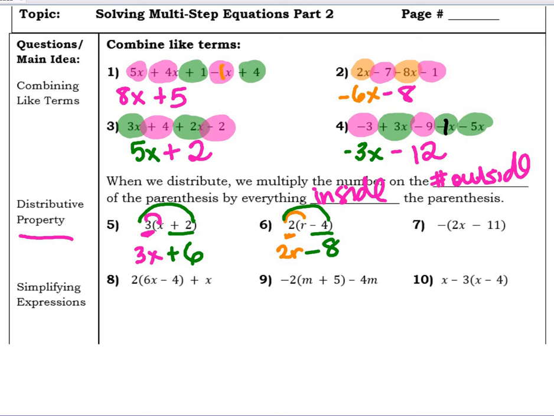Okay, now on number 7, remember when we just see this negative right here, just like what we had here, that's really just a -1. So if you see a negative or a minus sign outside of the parentheses, that's just a -1. And we're going to treat it the same exact way as we would if it was any other number. So -1 times 2x. So you're just going to multiply the coefficient by -1. So -1 times 2 is -2. And then we just keep the x.